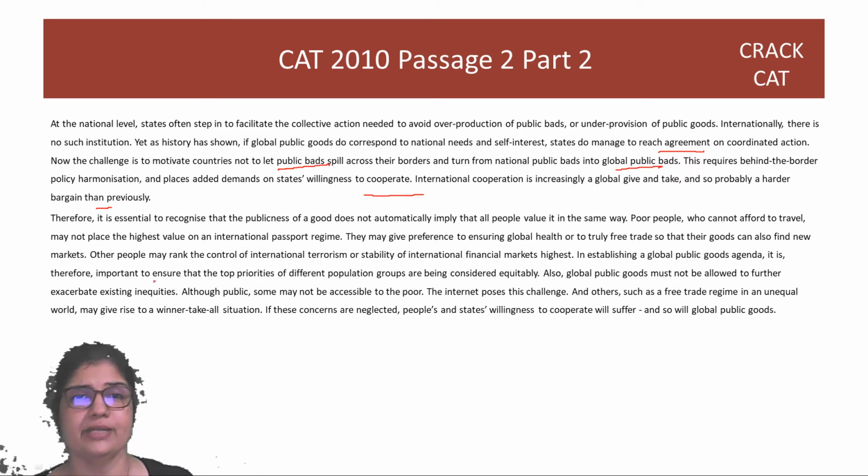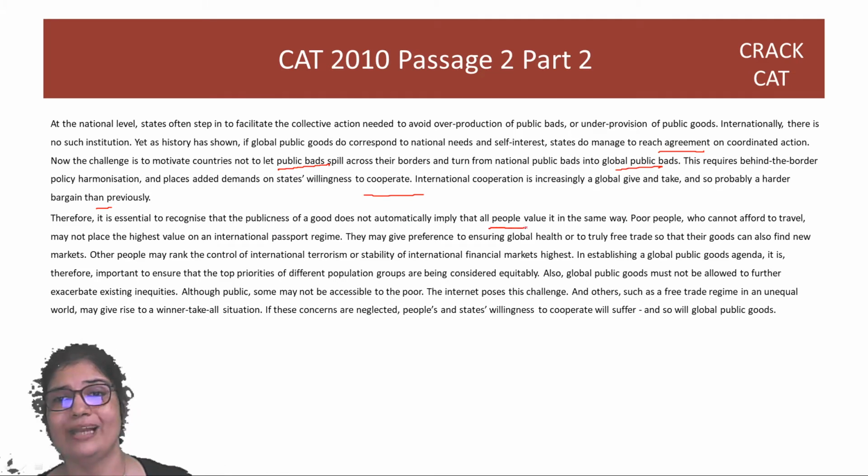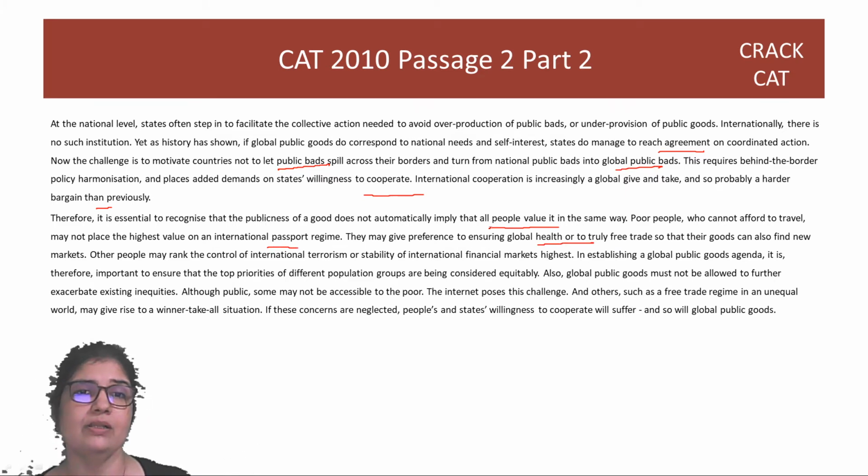Therefore, it is essential to recognize that the publicness of a good does not automatically imply that all people value it in the same way. Poor people won't care about passports, right? They will worry more about health. Other people may think that terrorism is more important, stability is more important. But somebody else may actually think that disease absence is more important, right?